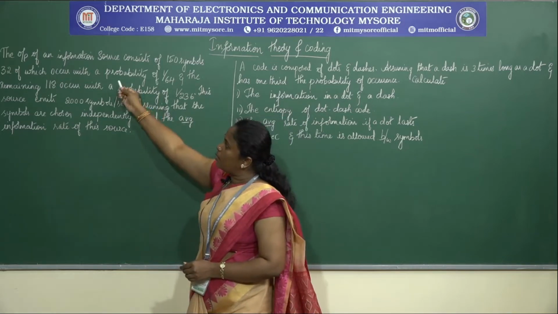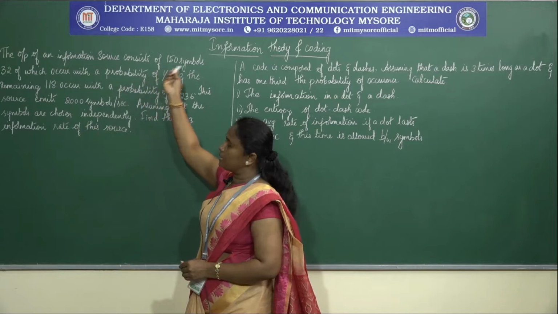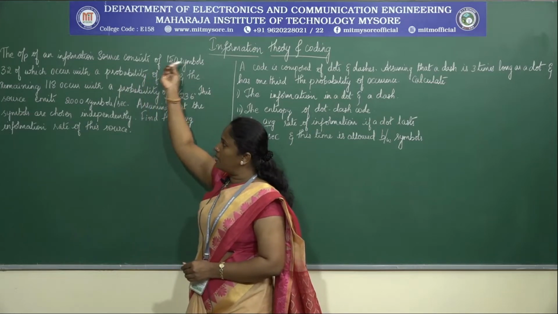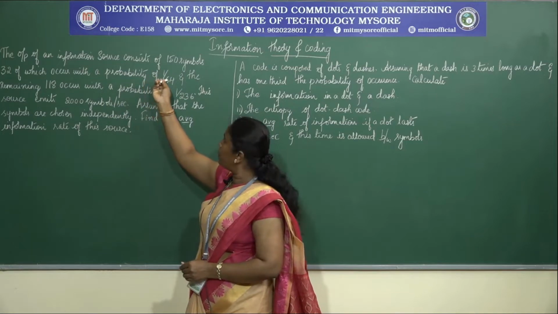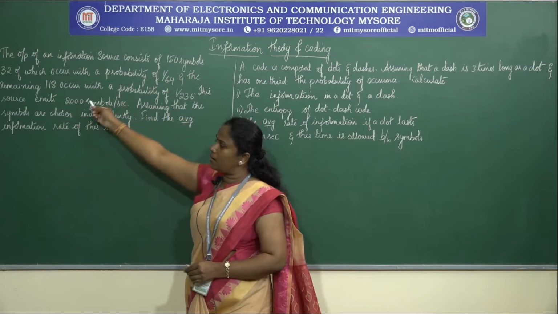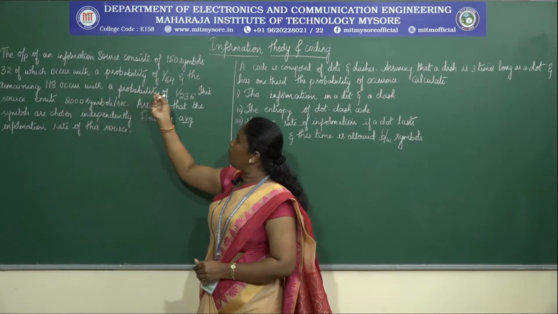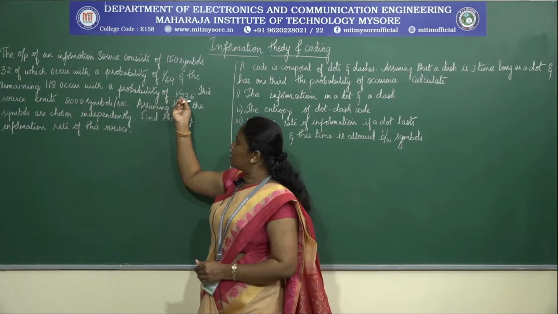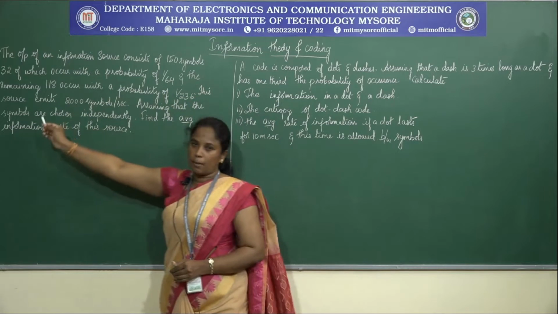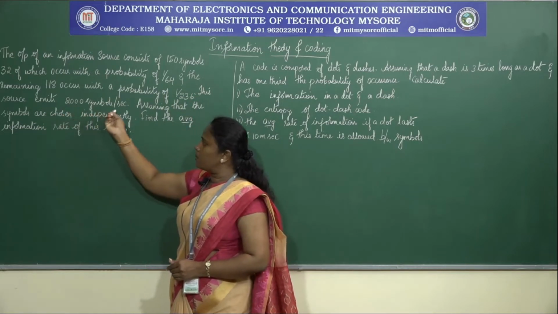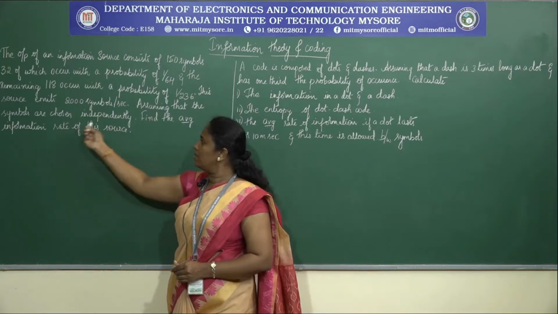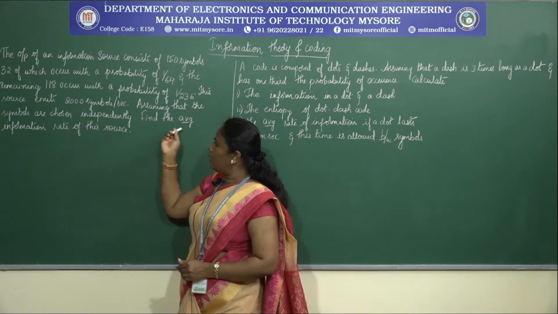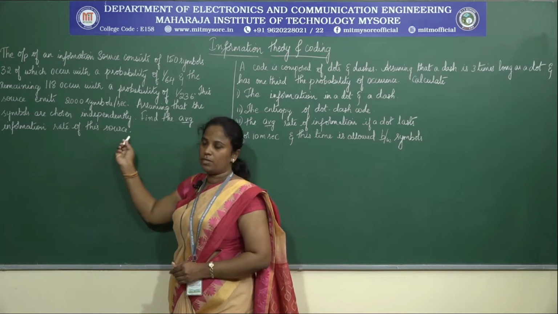The output of an information source consists of 150 symbols, where 32 of which occur with a probability of 1 by 64 and the remaining 118 occur with a probability of 1 by 236. This source emits 2000 symbols per second. Assuming that the symbols are chosen independently, find the average information rate of this source.